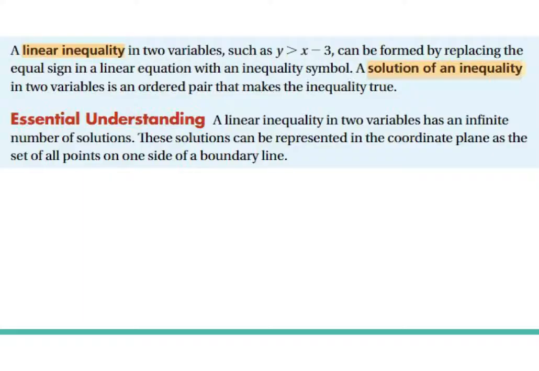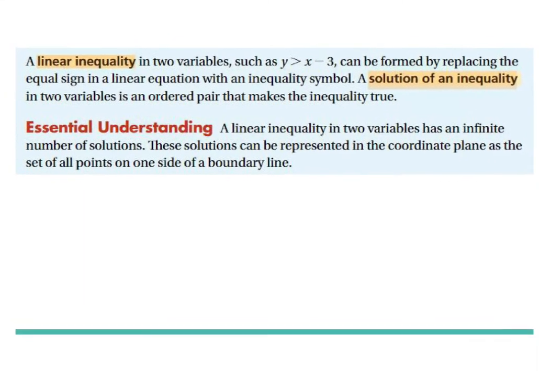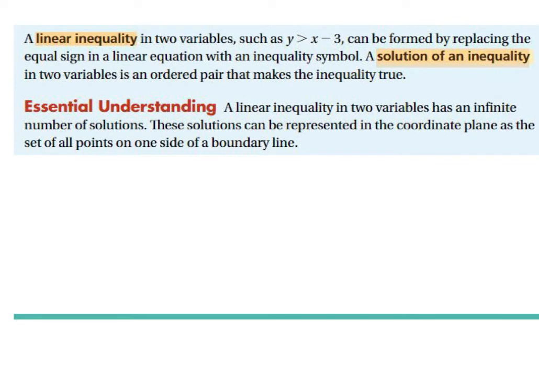And on that note, a linear inequality in two variables, such as y is greater than x minus 3, can be formed by replacing the equal sign in a linear equation with an inequality symbol. A solution of an inequality in two variables is an ordered pair that makes the inequality true. Very similar to just regular equations, okay? Essential understanding: a linear inequality in two variables has an infinite number of solutions. These solutions can be represented in the coordinate plane as the set of all points on one side of a boundary line.